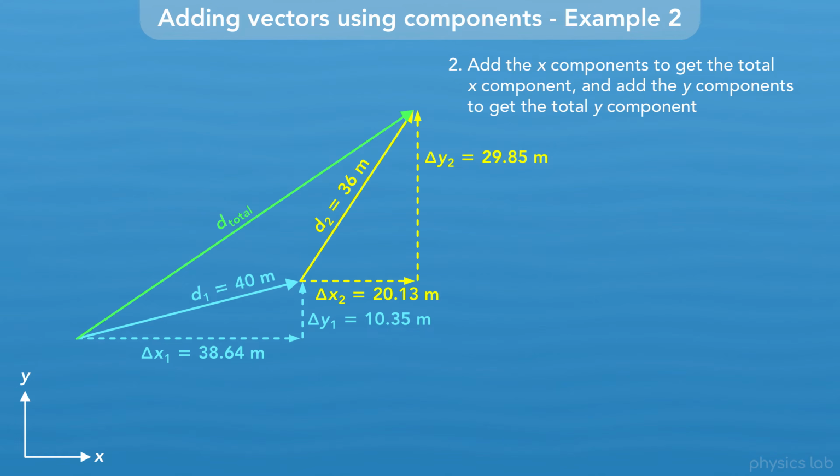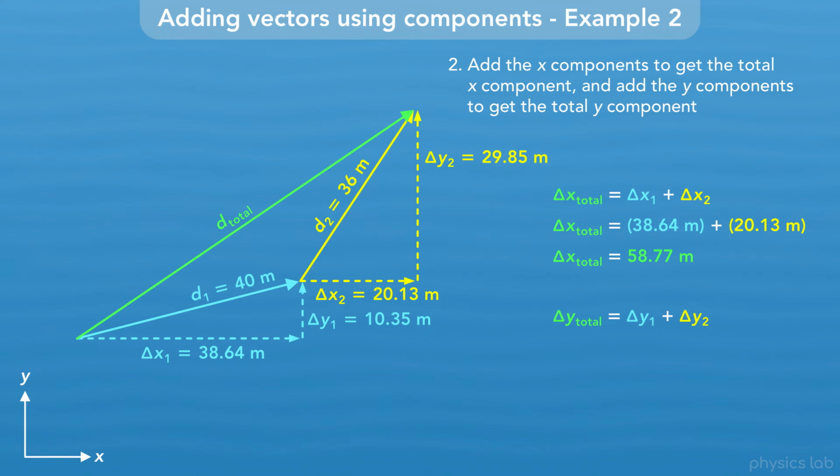Now, we want to find the components of d total. The x component, delta x total, would be delta x1 plus delta x2. That's 38.64 meters plus 20.13 meters. So delta x total is 58.77 meters. The y component would be delta y1 plus delta y2, which is 10.35 meters plus 29.85 meters. So delta y total is 40.20 meters.